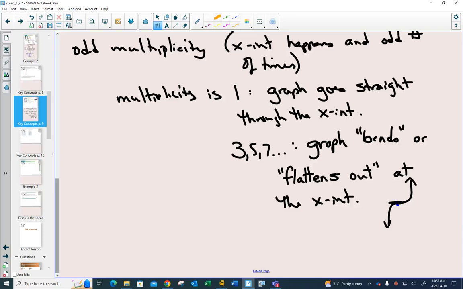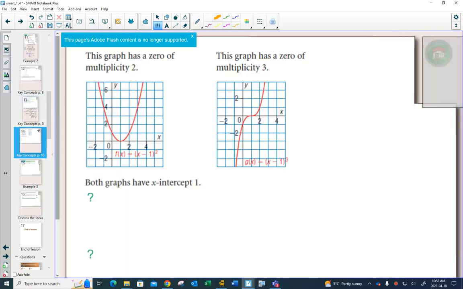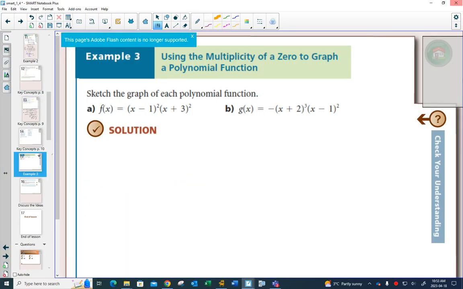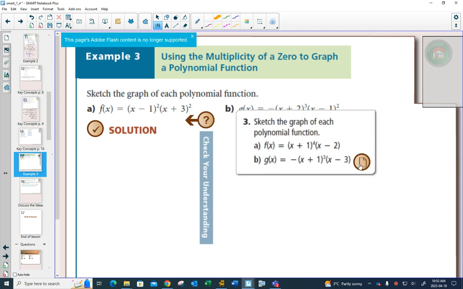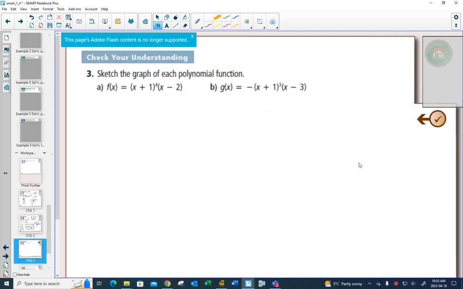This is going to be important as we get to example 3 here. The nice thing about example 3, if we wanted to graph this, we're still using the same steps as before. So we still need to know the end behavior. And because it's factored out, we sort of have to temporarily multiply it out.